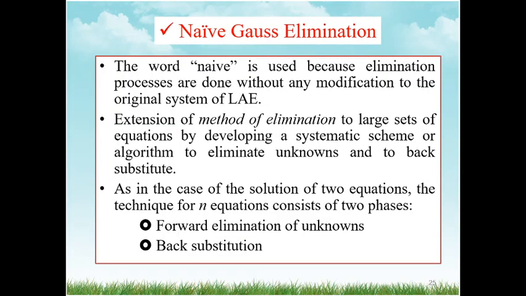Let us go to the first method of elimination, known as naive Gauss elimination. There are two processes in this method. First, we have to do forward elimination of unknowns. Once we have completed this first step, we proceed to back substitution. This is the step in which we will know the value of the unknowns.